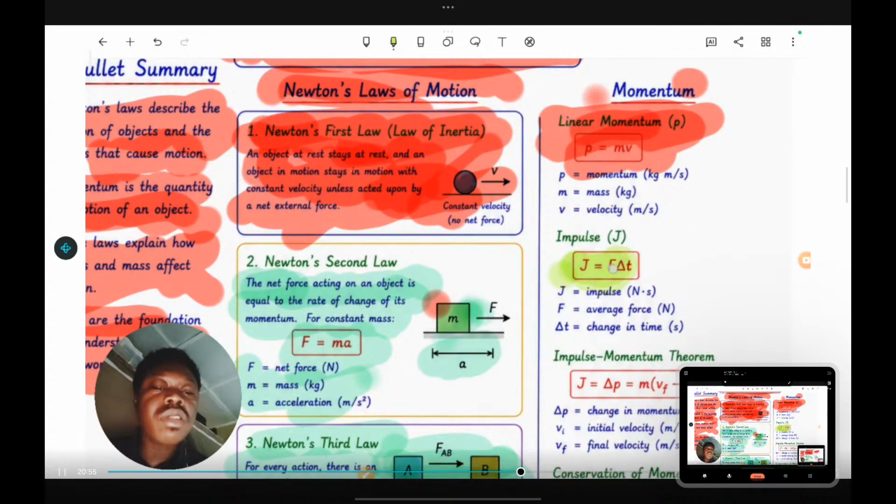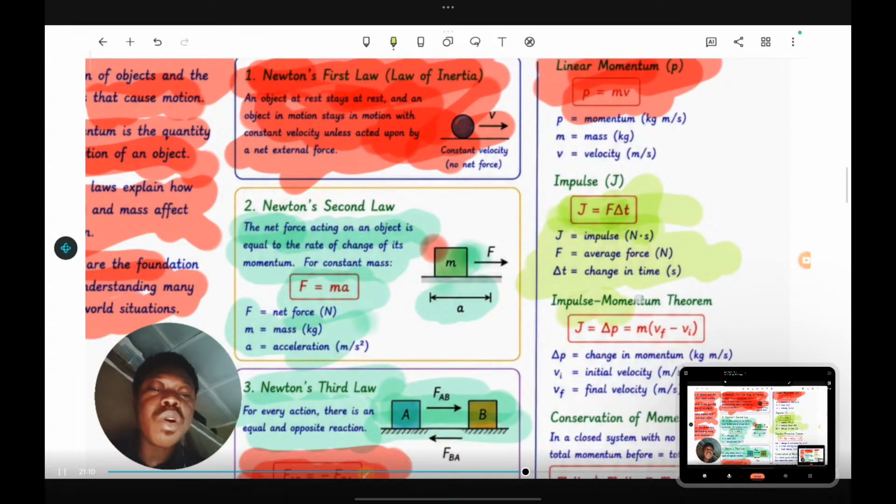So impulse equals force multiplied by delta t, average force multiplied by change in time. And when you do this, you'll see that the impulse will equal delta p, the change in momentum. If you expand this, you have m times (vf minus vi).